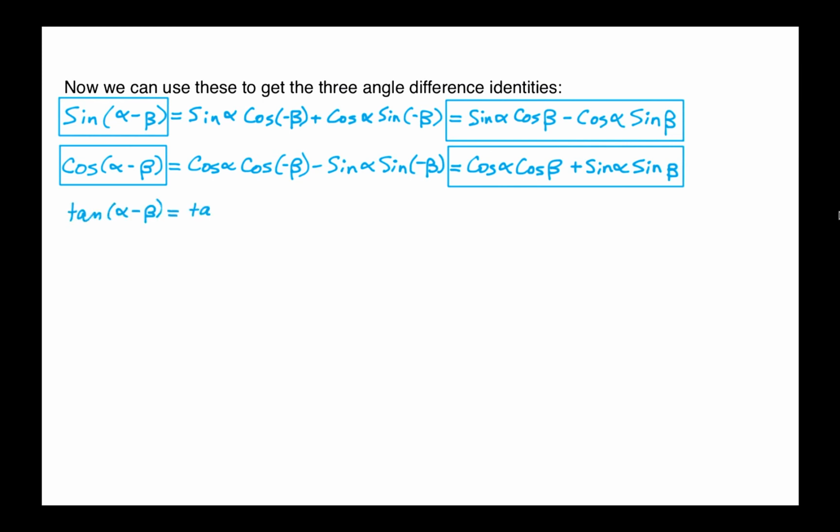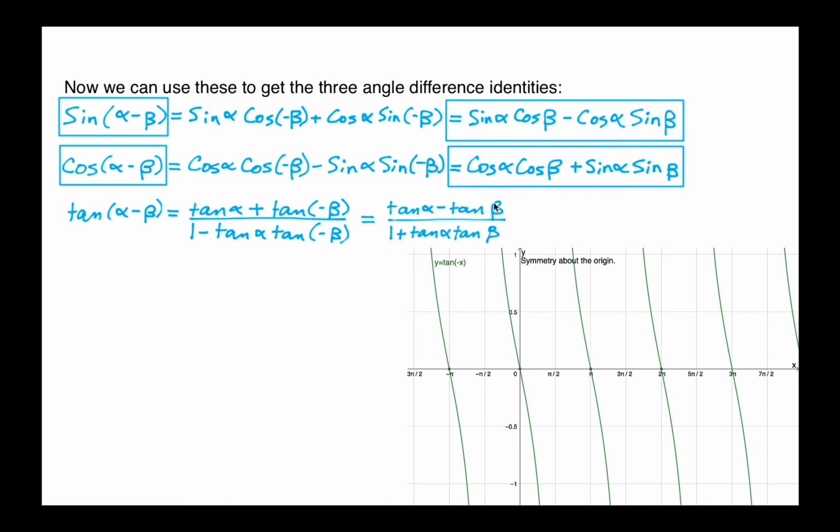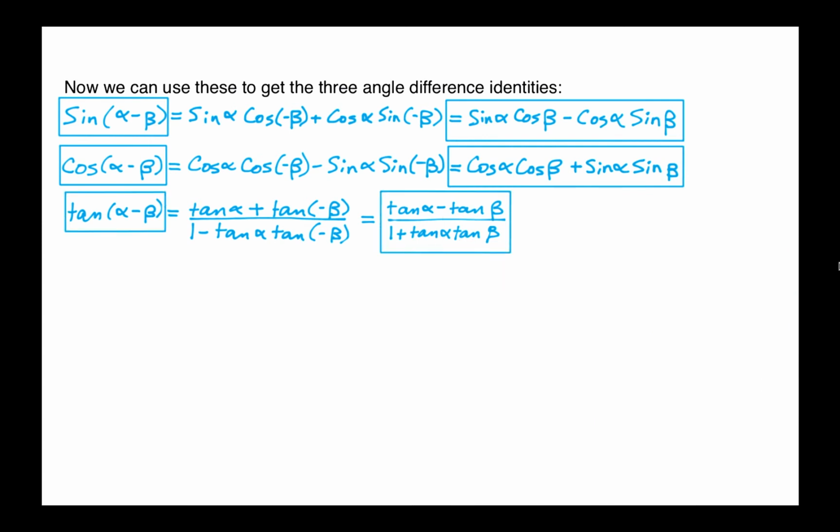Now for tangent, if you are substituting in a negative beta for the angle, then what you get is the following. So the tangent of negative beta is the same as negative tan beta, and so it just changes the sign of the second term on the top and the second term on the denominator. So that's that identity. So now we've done sum and difference identities.